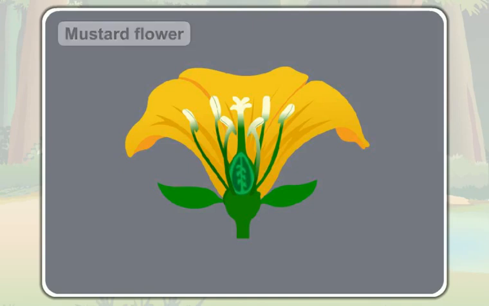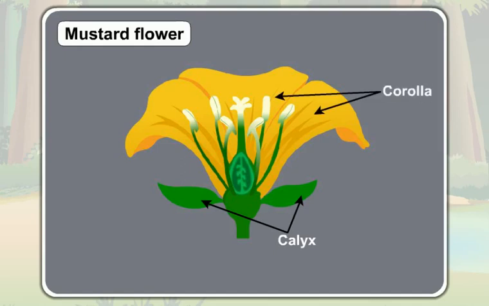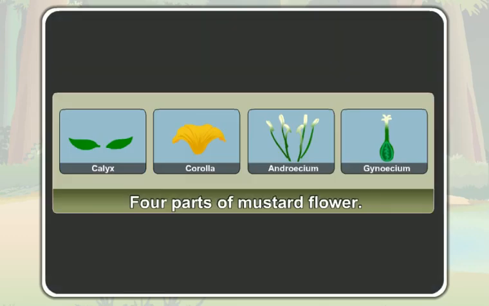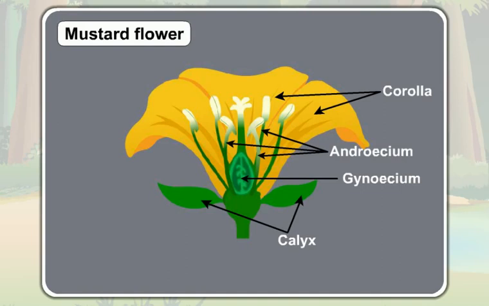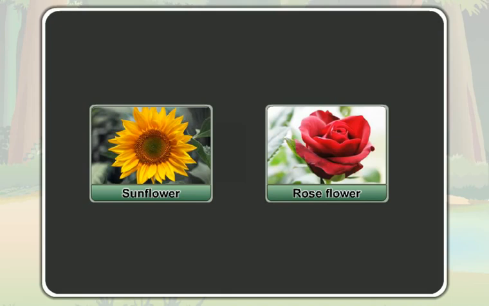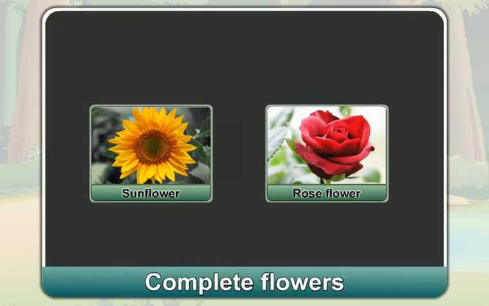This is a mustard flower. This is its calyx. This is corolla. This is androecium. And this is gynoecium. The mustard flower also has all the four parts of a flower. So, the mustard flower is also a complete flower. A sunflower and a rose flower are also complete flowers.